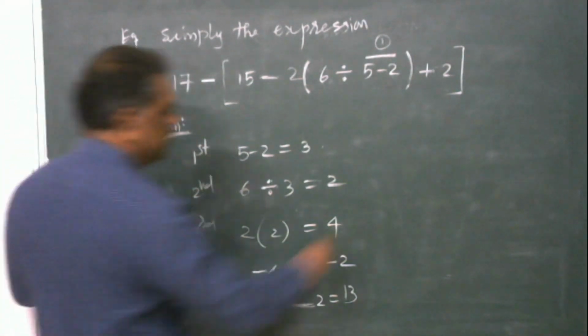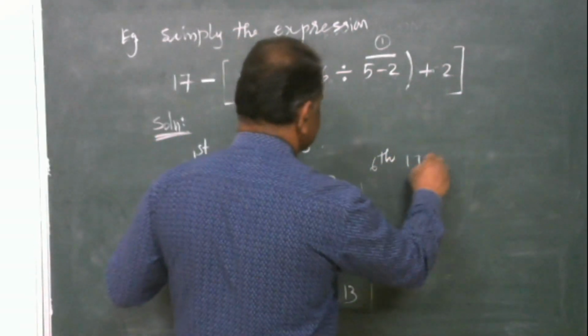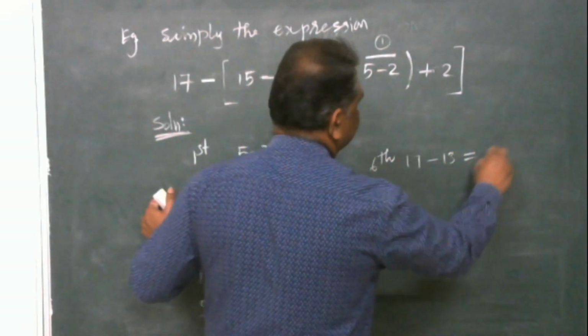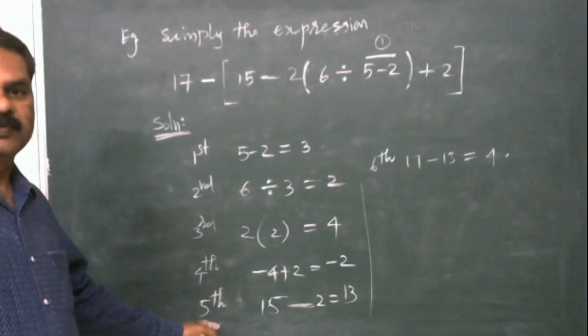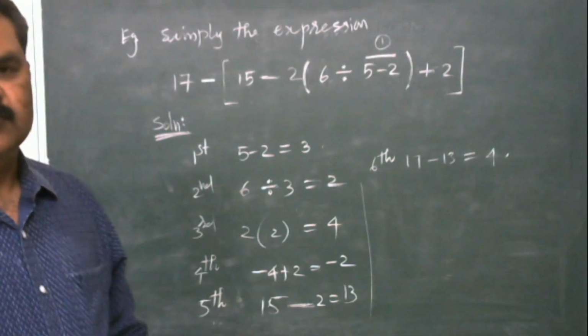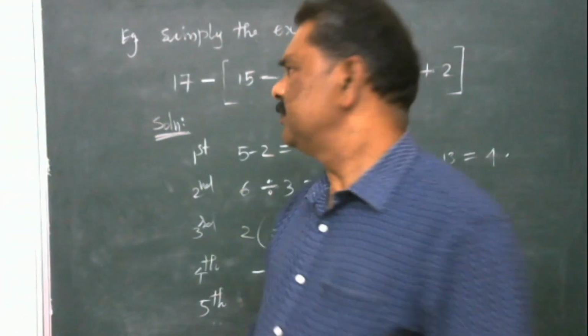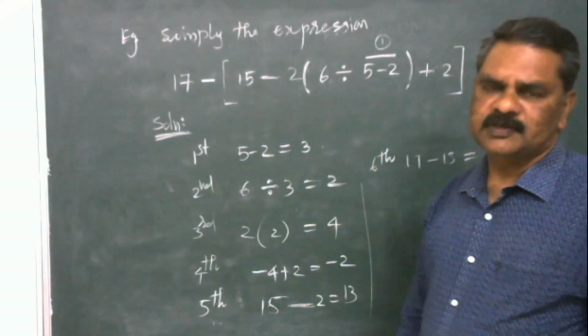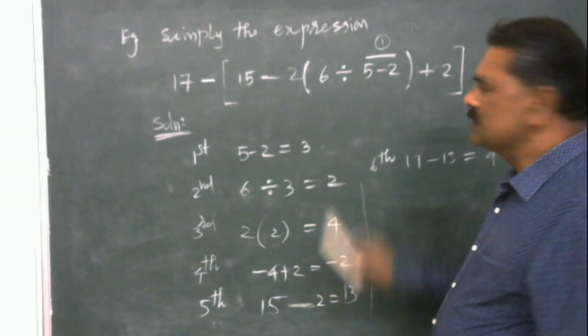Sixth, what we need to do, 17 is there, minus 13. So the final answer is 4. Final answer is 4. Okay. So that is simplification using VBODMAS. Let me take one more example.